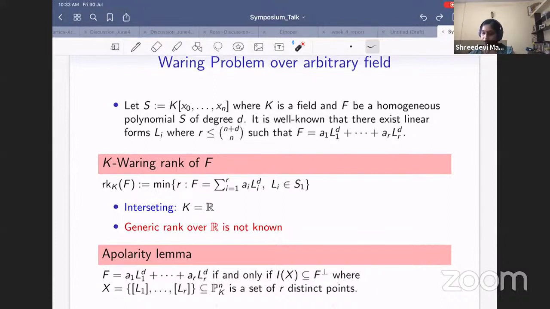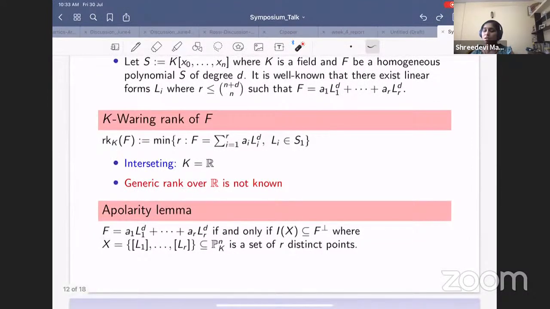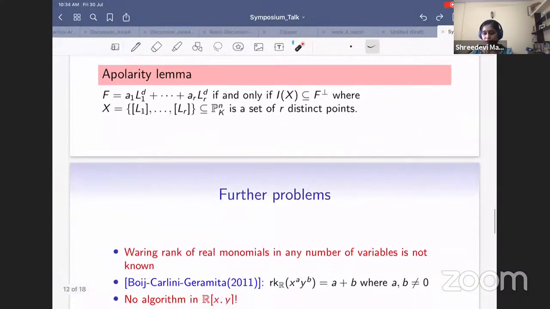Now in the case of k equal to R, the problem is more interesting because this is where the applications to real problems come, and even though it's interesting, the problem is more difficult because, as we see, even the generic rank for any form of degree d over R is not known. But fortunately, the apolarity lemma is still true: f is a linear combination of r powers of linear forms if and only if the ideal of X contains the ideal of r distinct points. And here, as you see, whether the r distinct points exist or not depends upon the field which you take into consideration. So that's why the rank is quite different if you change the field.